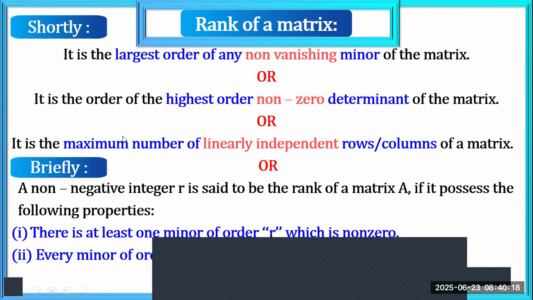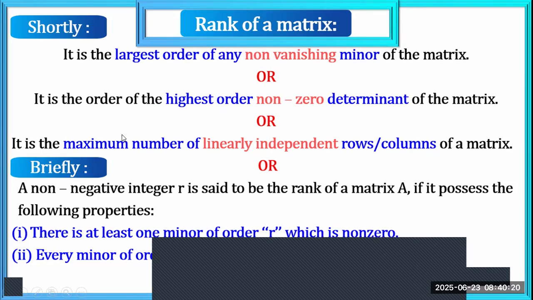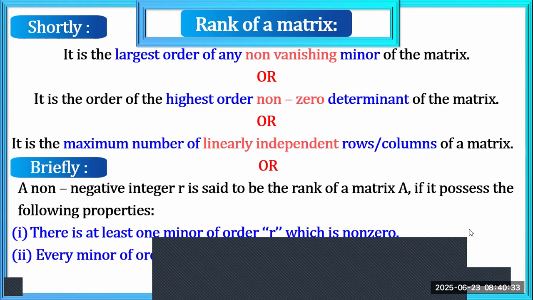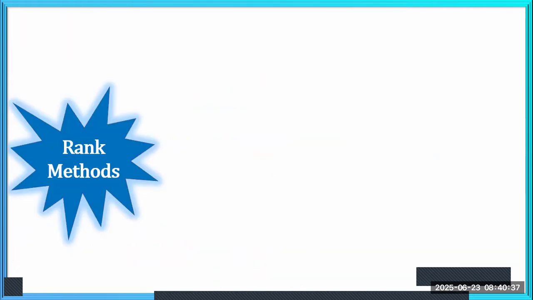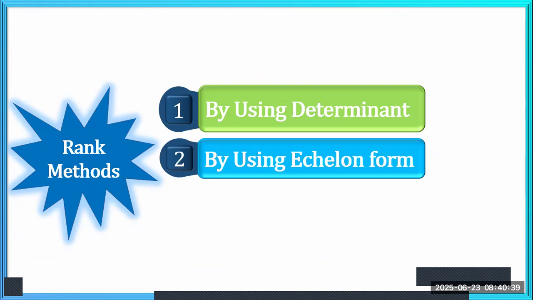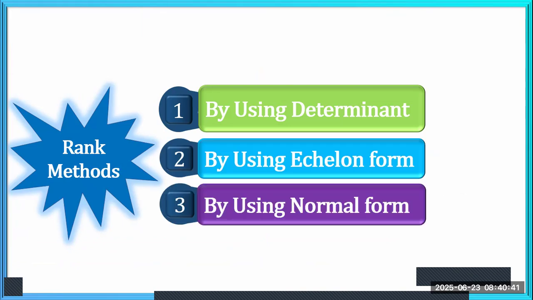We can see the third one. Briefly, we can say that a non-negative integer R is said to be the rank of the matrix if it possesses the following properties. There is at least one minor of order R which is non-zero, and every minor of order greater than R is 0. It is denoted by rho(A) or R. So this is the definition of matrix rank, and the rank methods are of three types: by using determinant, by using echelon form, and by using normal form.